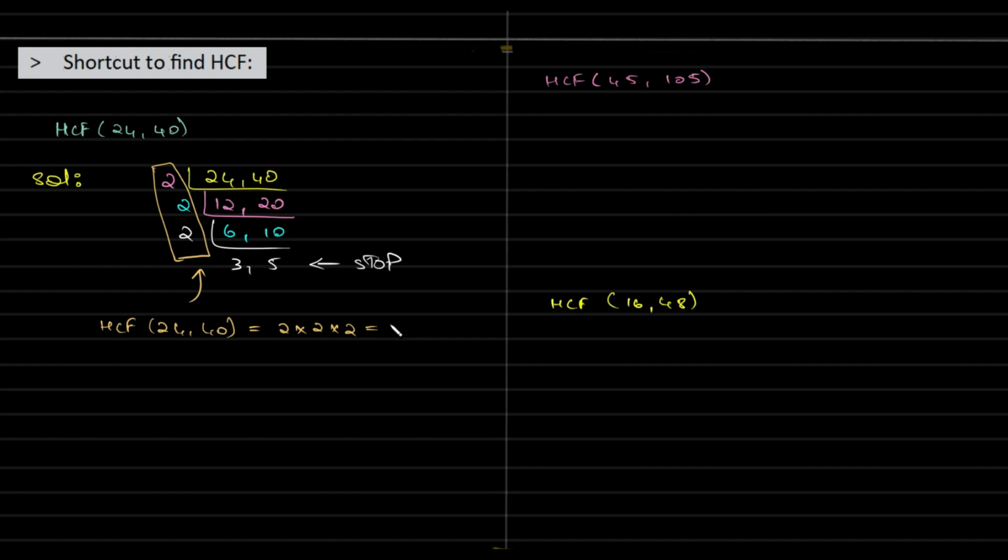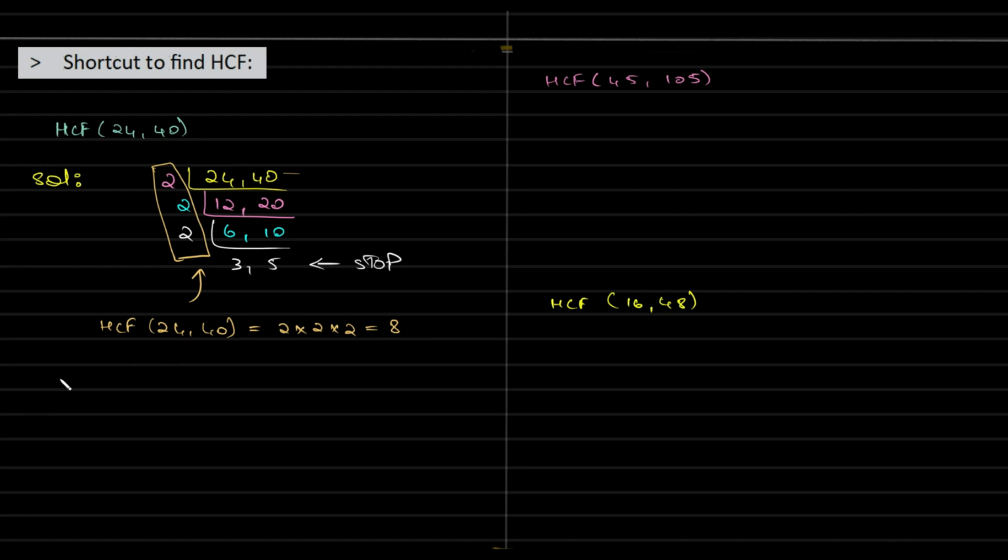So the product of all of this is 8. So 8 can divide 24 and 40, and it is the highest number that can divide these two. Of course, 2 also can divide, 4 also can divide, but the highest number that can divide 24 and 40 is 8.